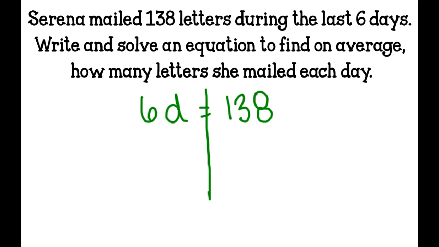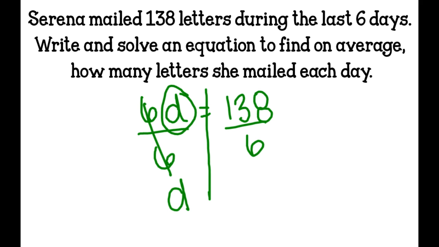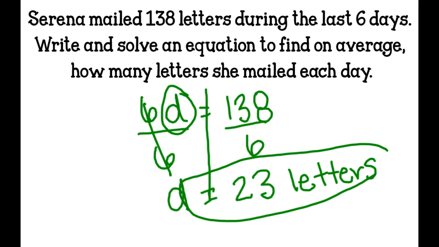So we draw our line, we circle our variable, and this is multiplication, so we use division, so we divide by 6. And then that becomes 1, so we have D equals 23 letters. So I circle it, and that's my answer.